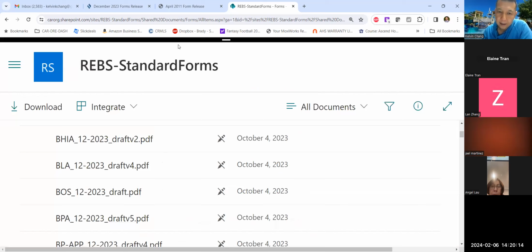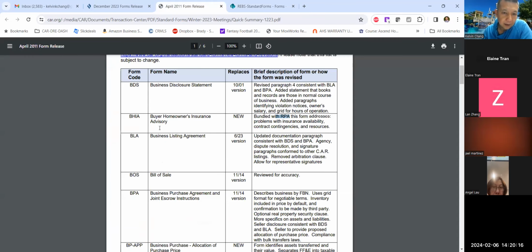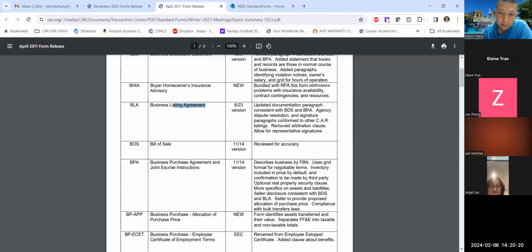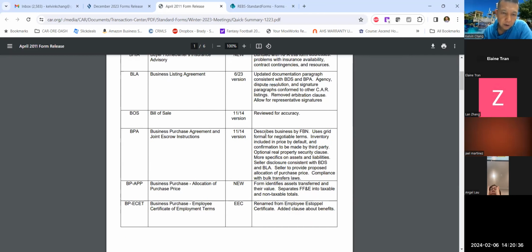Okay. Now, there's a new business listing agreement. They just basically added agency, dispute resolution, and areas to remove the arbitration clause. So it's just simple changes. You're not going to need to know too much about that.